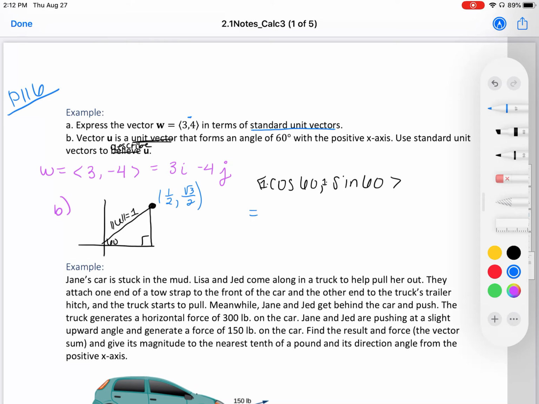All right, cosine of 60 is 1/2, and sine of 60 is square root of 3/2. And so if we want it as a standard unit vector, we would just write it as 1/2 i plus square root of 3/2 j. So here we have a vector, and here we have a standard unit vector.